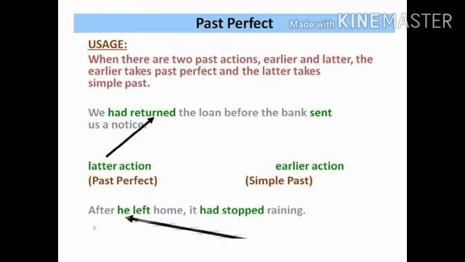When there are two past actions, earlier and later, the earlier takes the past perfect and the later takes the simple past. Example, we had written the loan before the bank sent us a notice. First we wrote the loan, which is past perfect, then the bank sent a notice, which is simple past. Next, after he left home, it had stopped raining. First it stopped raining, which is the former action, and then he left home, which is the later action and simple past.